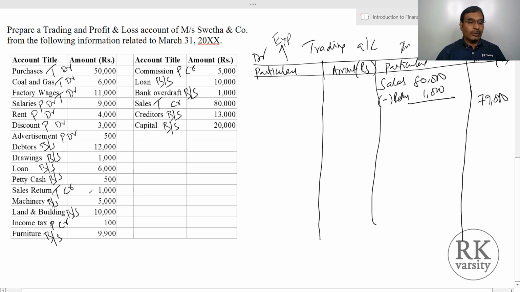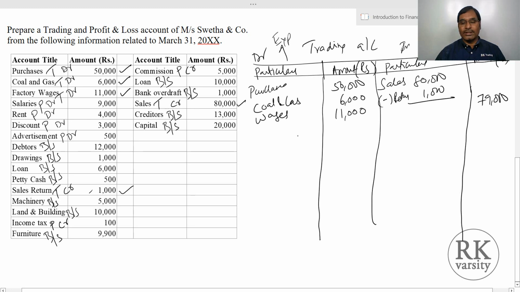Now the trading account debit balances. We have purchases 50,000. Then coal and gas 6,000. Factory wages 11,000. Then salaries go into the profit and loss account. So we'll mark here: purchases entered, coal and gas, factory expenses, sales has been entered. Then which items do we have in the trading account? Sales returns we posted. There is no other item.